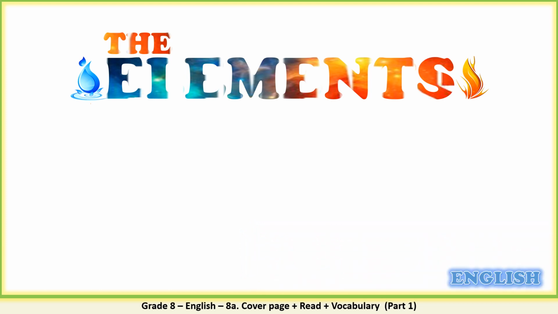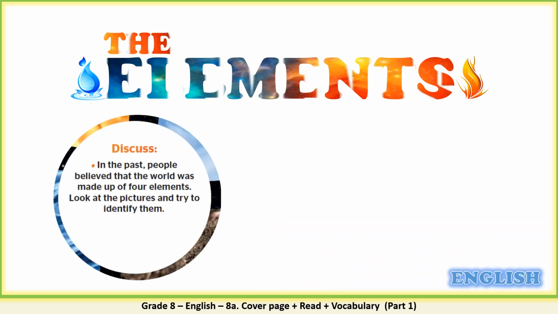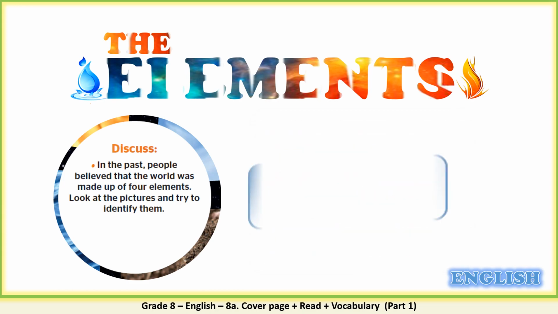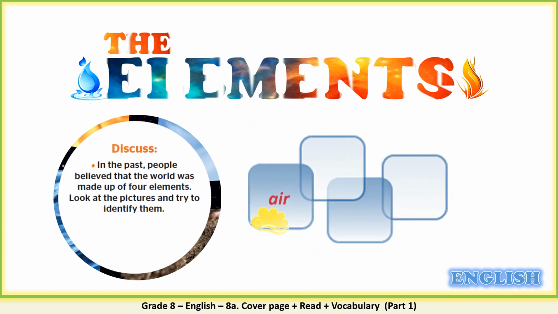Now, have a look at the first question in the discuss section. In the past, people believed that the world was made up of 4 elements. Look at the pictures and try to identify them. Excellent! The 4 elements are air, fire, earth, and water.